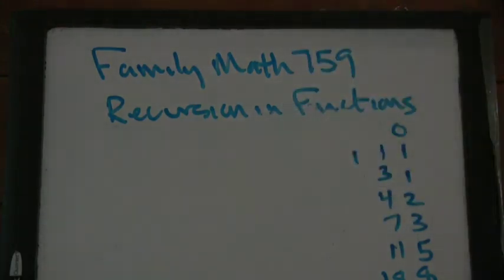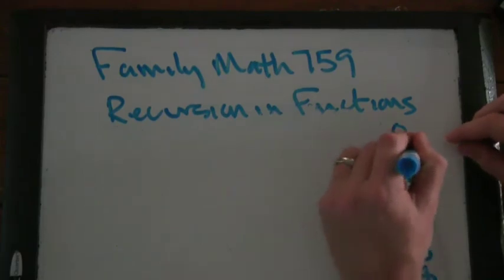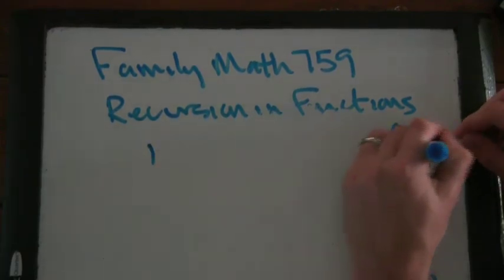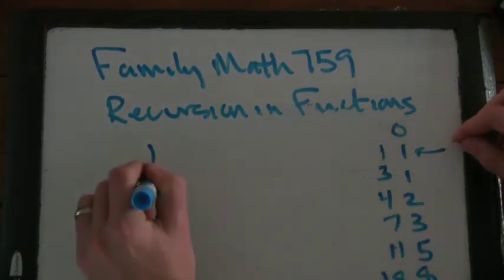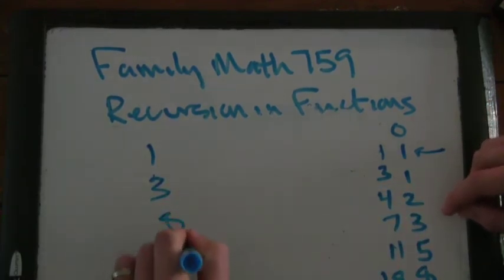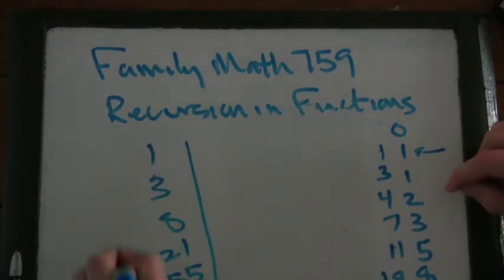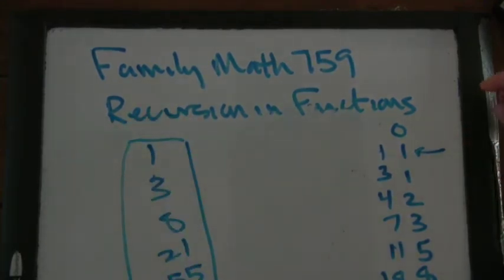And one just kind of fun thing to show you right off the top. Let's see what happens when I multiply them. Just straight across. 1 times 1 is 1. 4, 3, 8, 21, 55. Do you recognize those numbers at all? I think, well, it might be in the Fibonacci numbers.